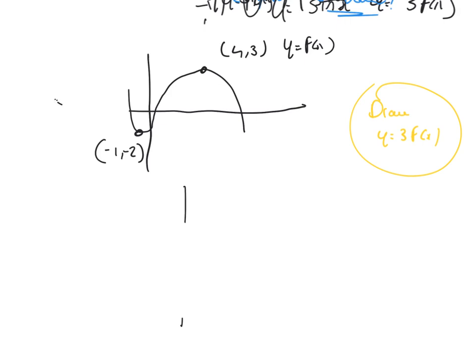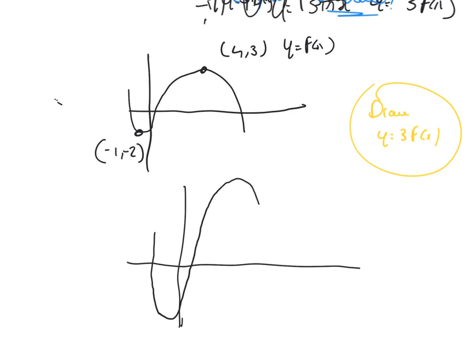Okay, so let's have a look at that one, and it's going to be a vertical stretch of 3. So minus 1, minus 2 will now stretch down to minus 1, minus 6. And 4, 3 will now stretch up to 4, 9. The x coordinates will stay the same. So it's going to be minus 1, minus 6, and 4, 9. A vertical stretch by a factor of 3, minus 2 to minus 6, and 3 to 9.